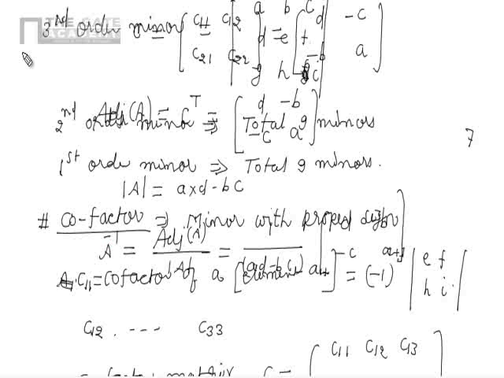So whenever we find the inverse of any matrix, it is a very important point that the determinant of A must be non-zero. Otherwise, the inverse of the matrix is not possible.